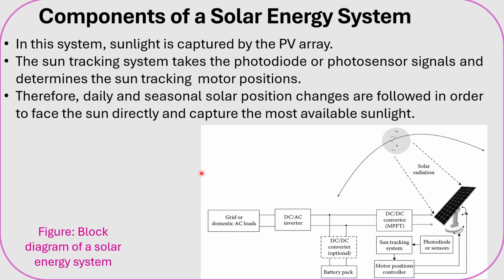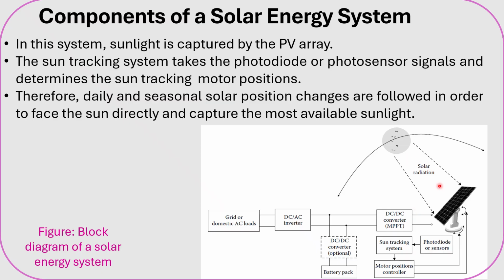Now, moving on to the components of the solar energy system. In this system, sunlight is captured by the PV array. The sun tracking system tracks the photodiode or the photosensor signals and determines the sun tracking motor positions. Therefore, daily and seasonal solar position changes are followed in order to face the sun directly and capture the most available sunlight. You can either connect it to the domestic loads or to the grid also.